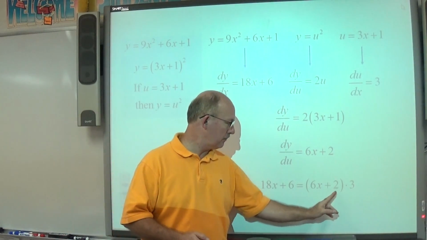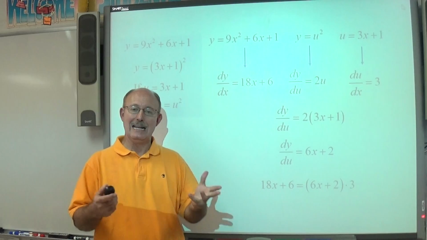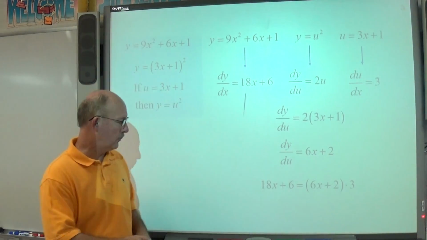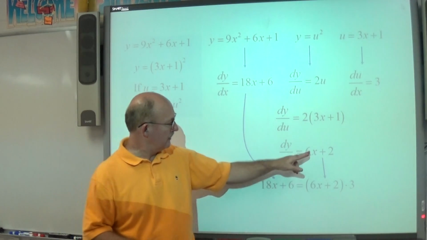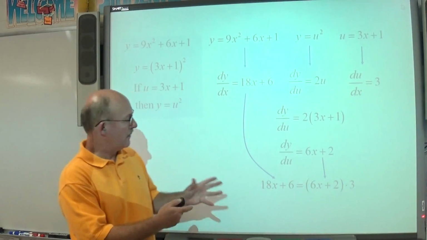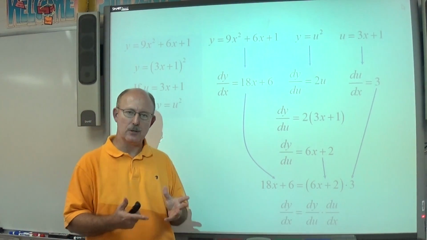So if you take 6x plus 2 times 3, you get 18x plus 6. That's the chain rule. Right, so we're going to write it like so. You can see this is the original function. This is the derivative of the outside part. 3 is the derivative of the inside part. So when you look at the chain rule in your textbook, this is what you will see.